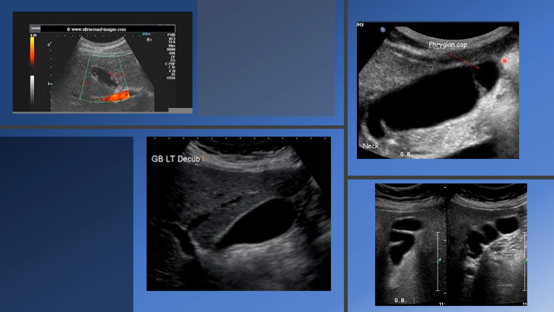Up here we've got a Phrygian cap. See that folding over the fundus with that little bit of tissue right there that proves that it is folded over on itself. Then we got the body of the gallbladder, and then down here we've got the neck, and we can see that there's another little sort of serpentine shape to that neck. This may even be a septation, but I really don't think it is. Down here we can see that the whole gallbladder itself can be sort of S-shaped or even sort of spiral. So the gallbladder can have a number of different lies and a number of different shapes to it.